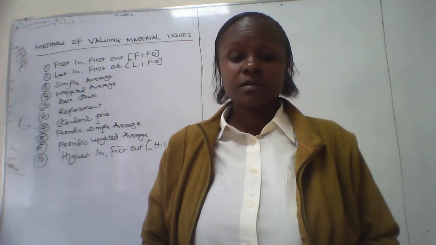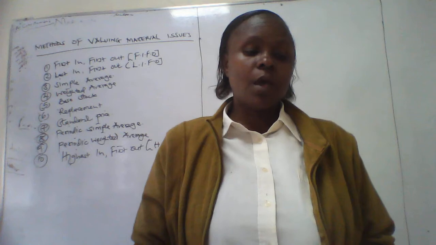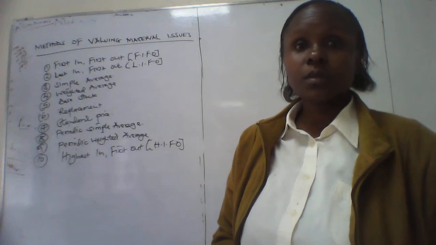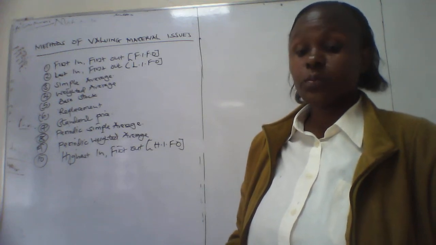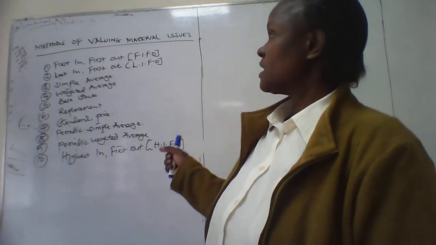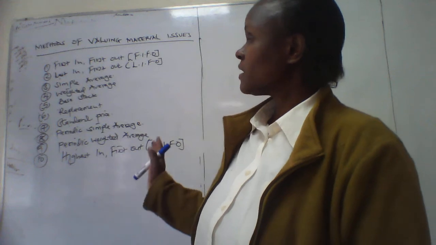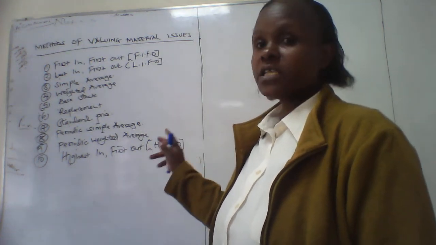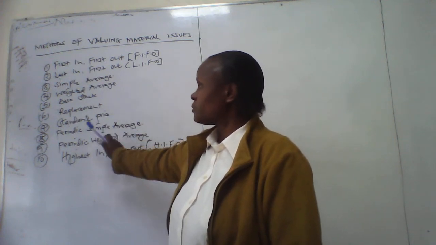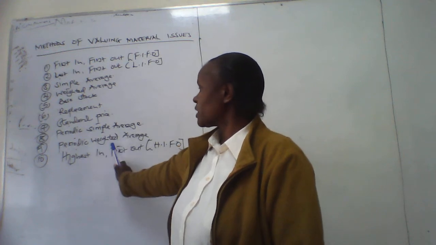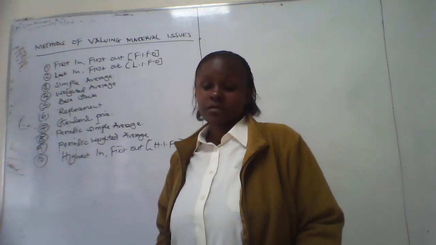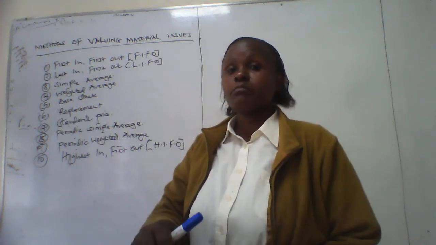There are many methods of valuing material issues, but we are going to look at 10 of them. There are so many, and it will depend on the organization. We have first in, first out, simple average, weighted average, base stock, replacement, standard price, periodic simple average, periodic weighted average, and highest in, first out. Those are the commonly used methods.